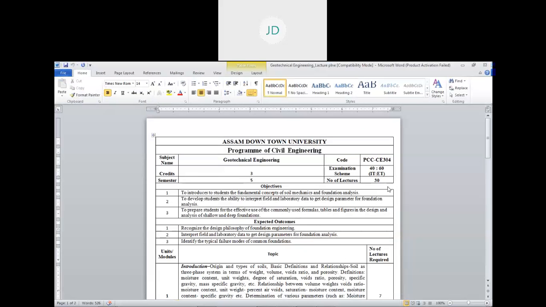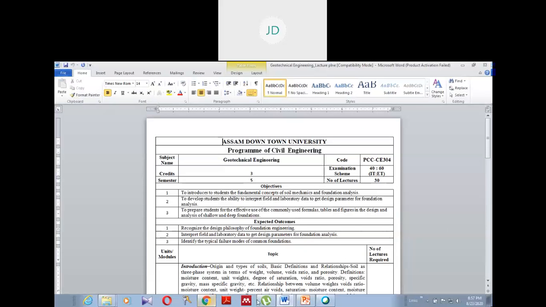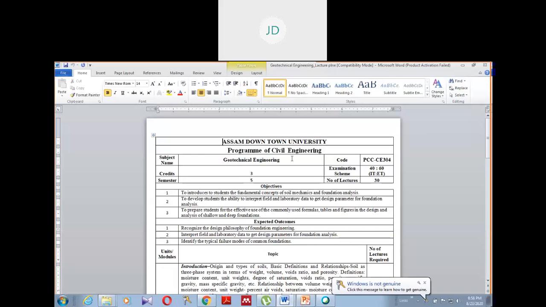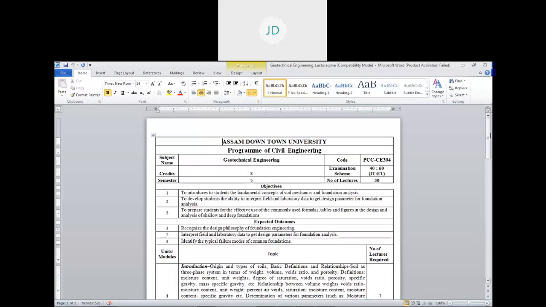Can you see this? Yes, sir. Okay. So this is the syllabus of your subject. What is the name of the subject? Geotechnical engineering. Okay. So me, myself, Jayanta Kumar Das, and along with me, Dr. Chinimuni Chowdhury ma'am will also be taking this subject. Like the professional practice, we are going to take this partly in the same way.